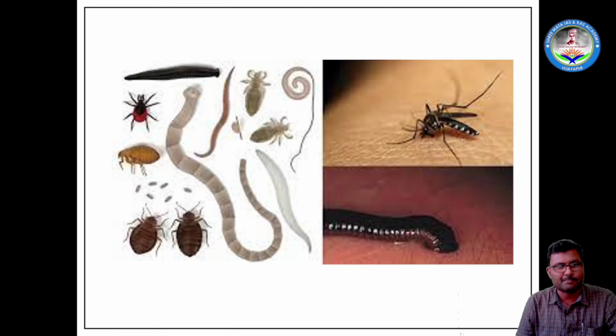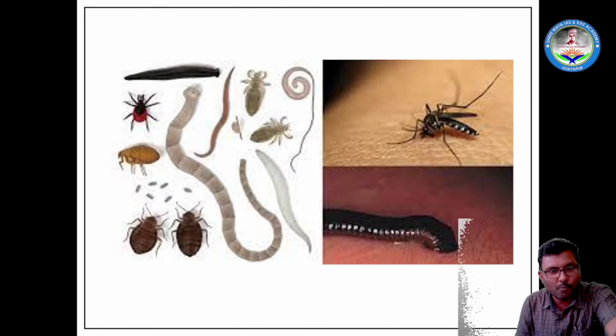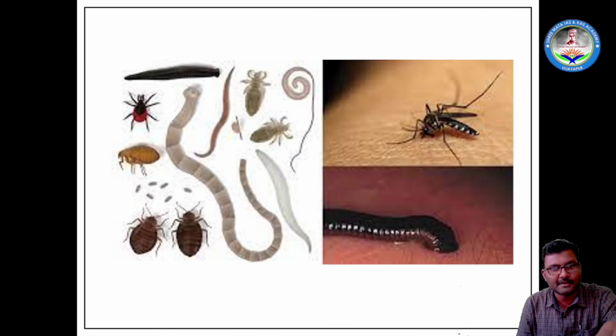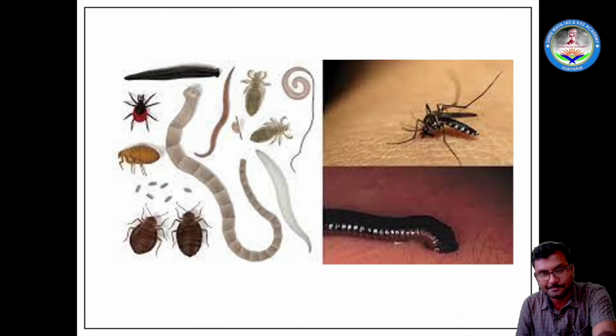Here are some examples: the mosquito, leech, tapeworm, ticks, bed bugs, lice, and the roundworm. Here also you get the leech. All of these are dependent on other animals to get nutrients. This is the peak of parasitism.